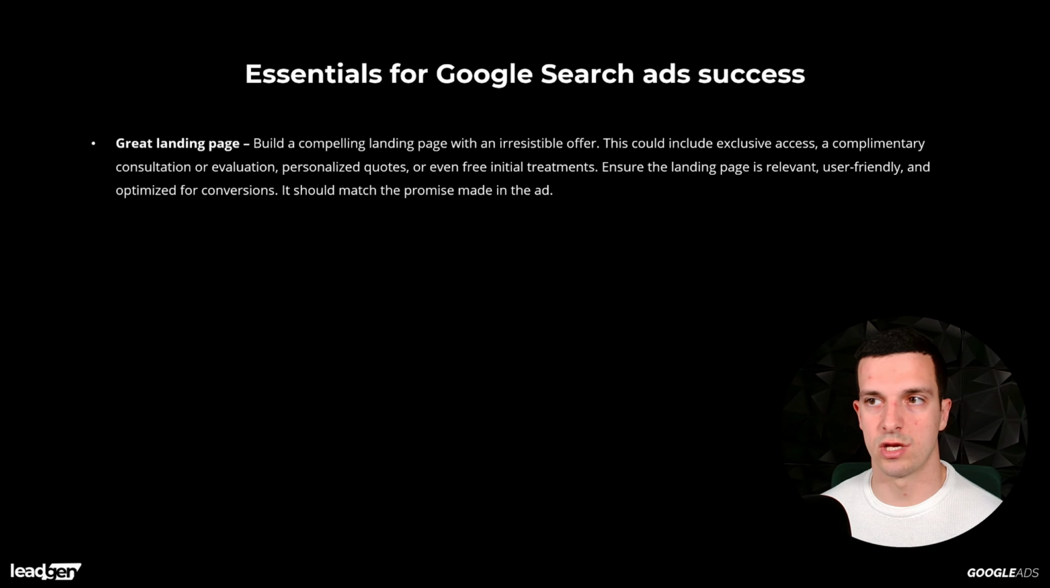Essentials for Google Search Ads success: great landing page. Build a compelling landing page with an irresistible offer. This could include exclusive access, a complimentary consultation or evaluation, personalized quotes, or even free initial treatments. Ensure the landing page is relevant, user-friendly, and optimized for conversions. It should match the promise made in the ad. That's what I'm gonna basically teach you, that first of all, you need a great landing page. If you have a landing page that sucks, you won't have success with Google Search Ads.